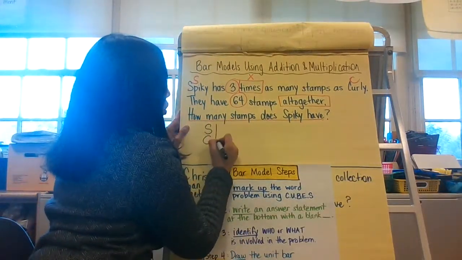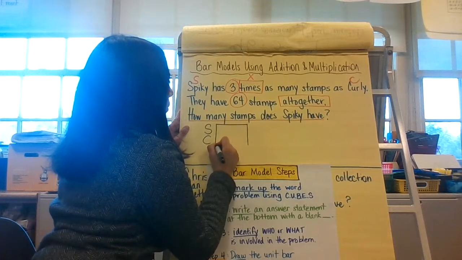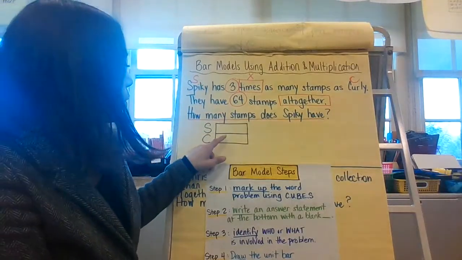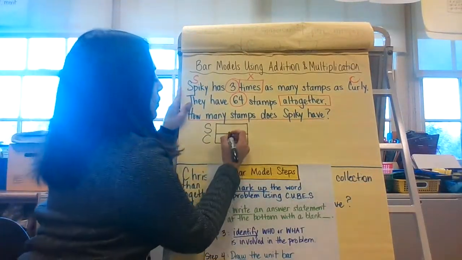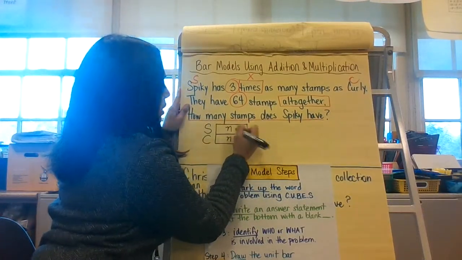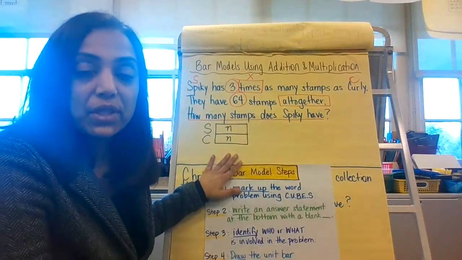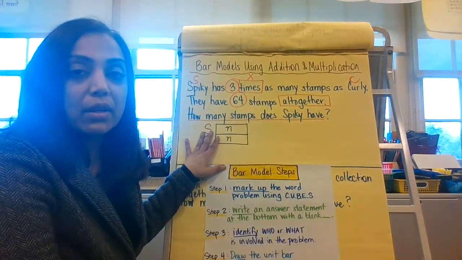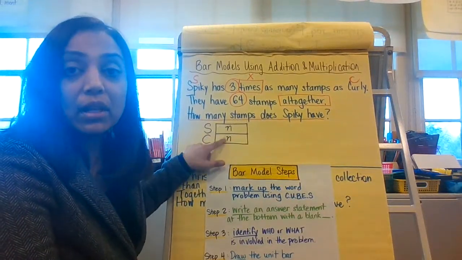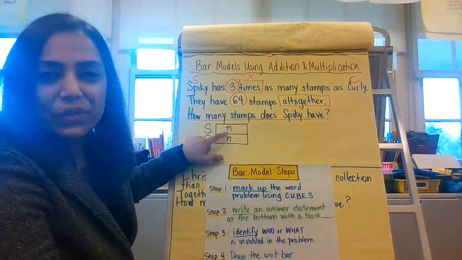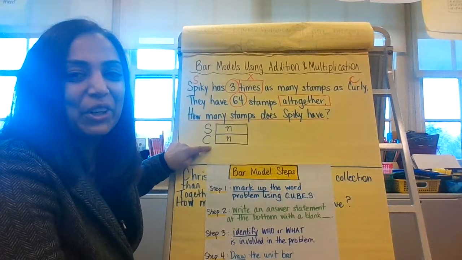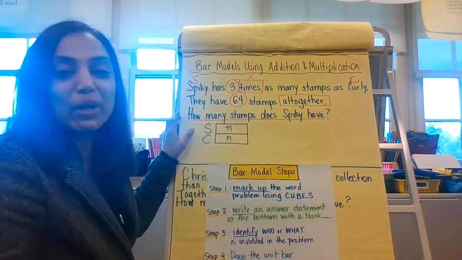So for right now, if I show this, okay, and we're going to give this a variable, the unknown. So I'm going to give the letter N. Okay, students have learned about this in the classroom, that when we don't know the amount or value, what we're trying to figure out, we give it a variable, a lowercase letter. So we don't know what this is yet. This looks like right now Spiky and Curly both have the same number of stamps.